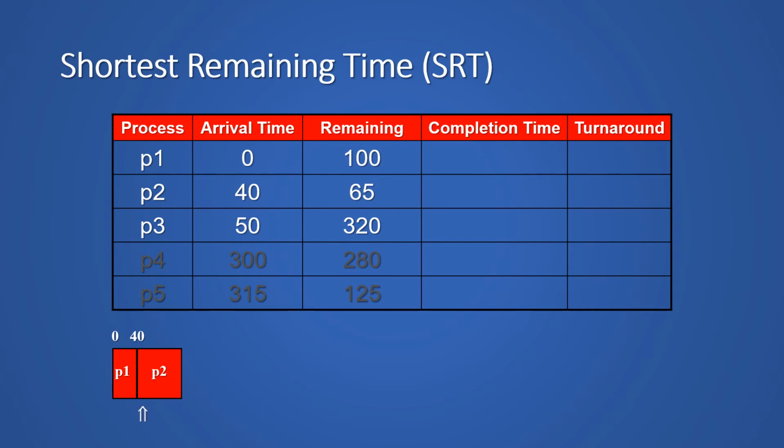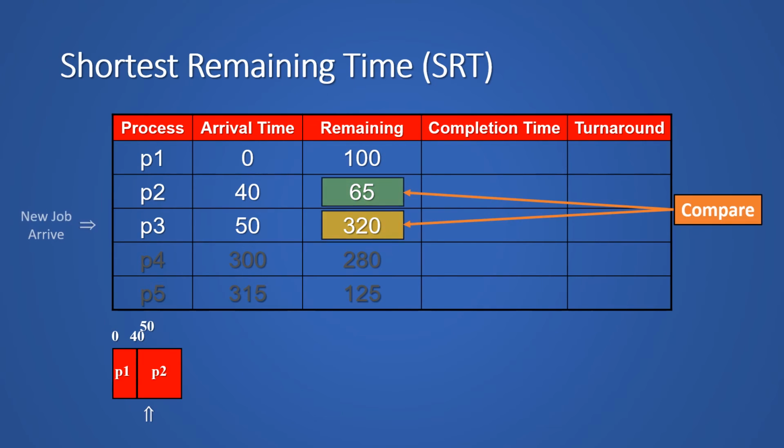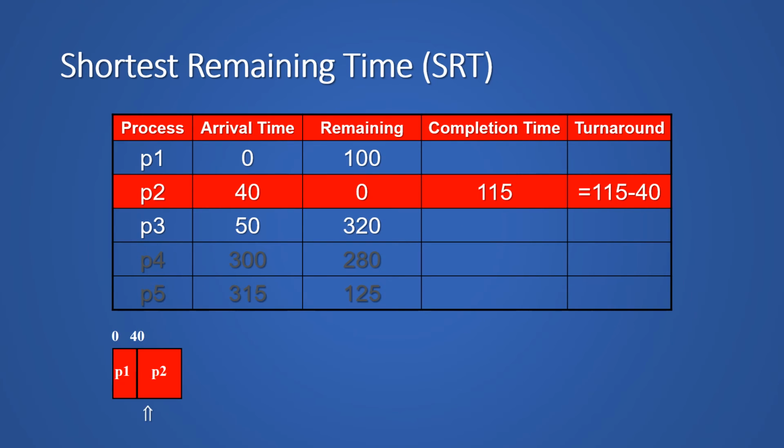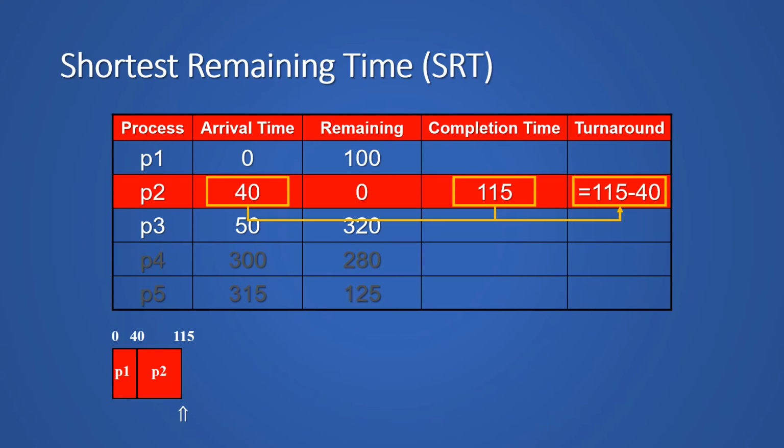P2 continues to execute until P3 arrives at 50 seconds. The system compares P2 and P3. P2 has the shorter remaining time. Therefore, P2 continues to execute. P2 then completes at 115 seconds and the turnaround time is the completion time subtracted by the arrival time.